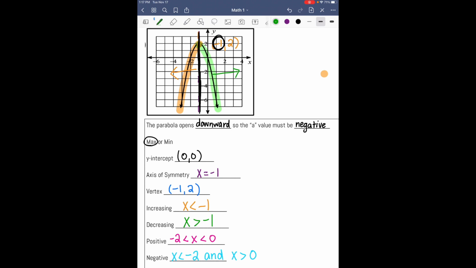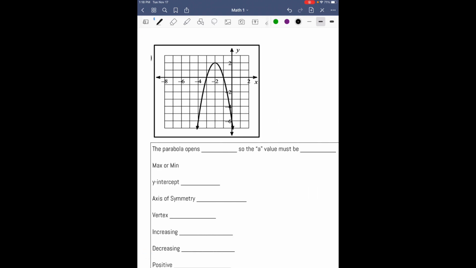All right, so there's that particular one. This is also going to be N-shaped, and the reason it's N-shaped is because the a value is negative going downward. And in this example, it's going to open downward as well. And since it's opening downward, my a value must be negative. So we're going to have a maximum, and our y-intercept is going to be at the point 0, -6.